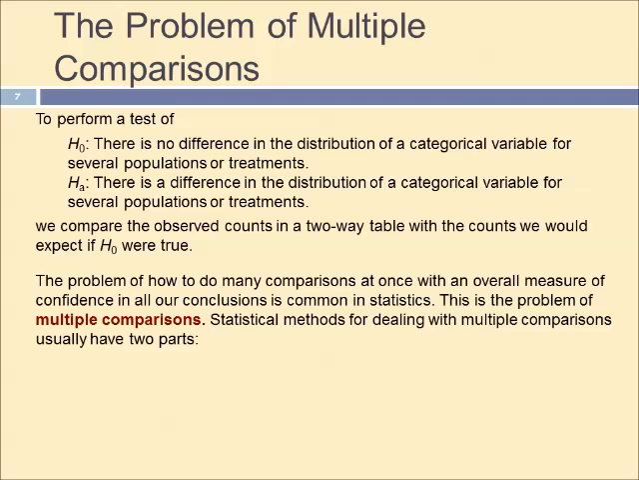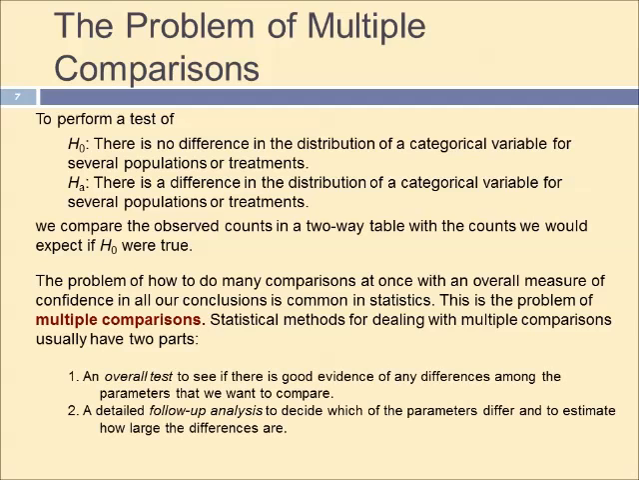The problem of how to do many comparisons at once with an overall measure of confidence in all our conclusions is common in statistics. This is the problem of multiple comparisons. Statistical methods for dealing with multiple comparisons usually have two parts. We first perform an overall test to see if there is good evidence of any differences among the parameters we want to compare.